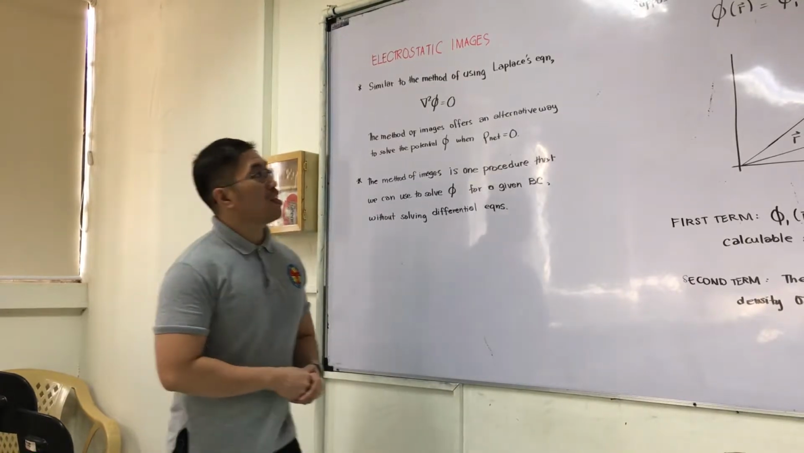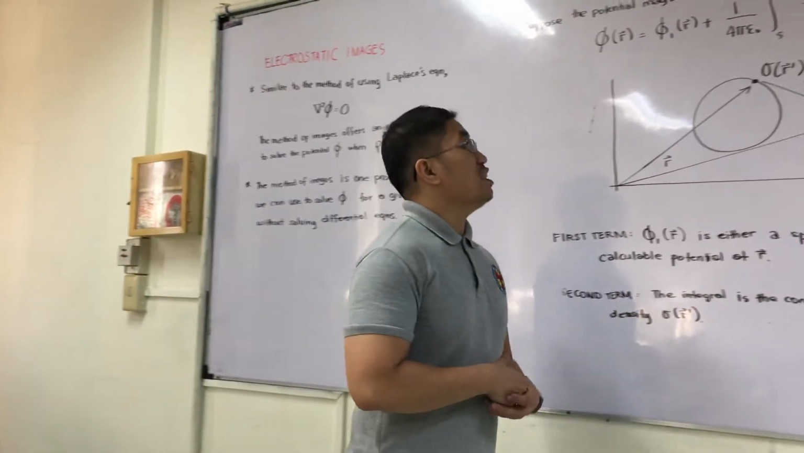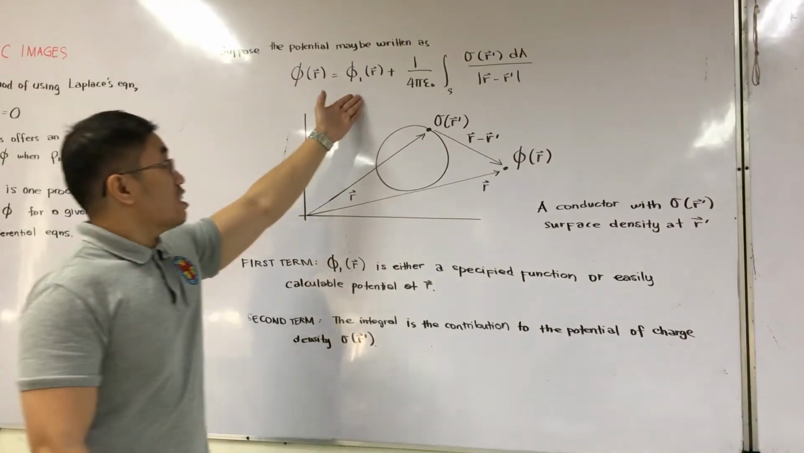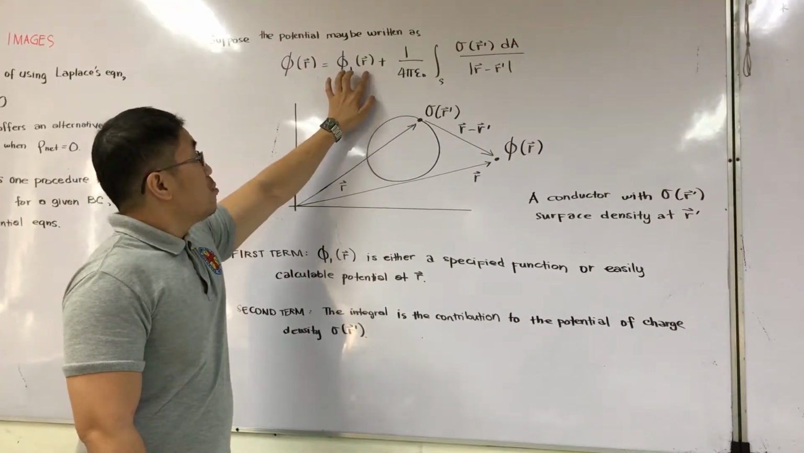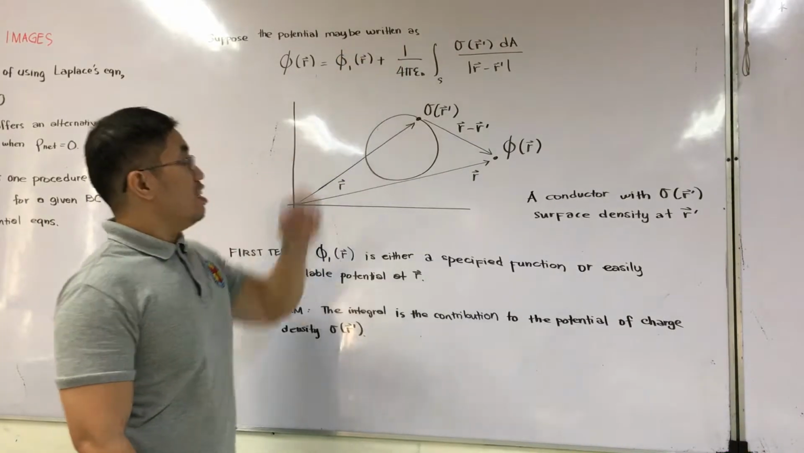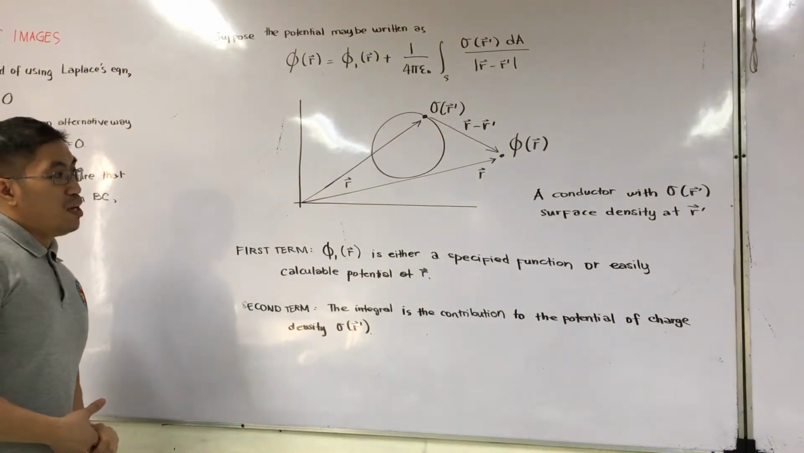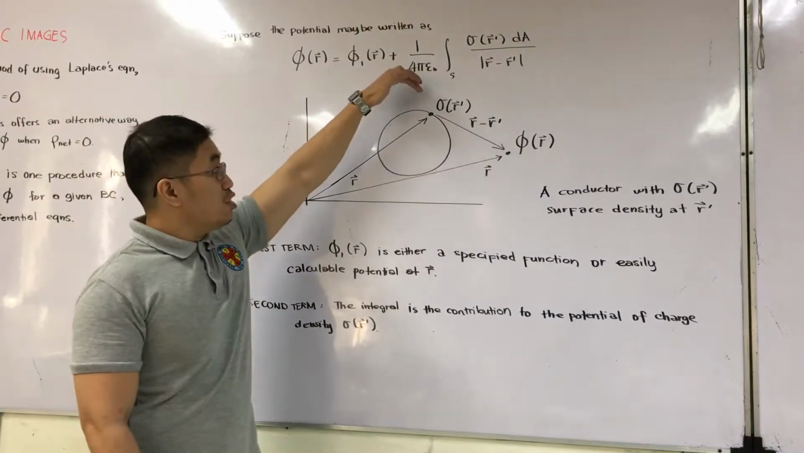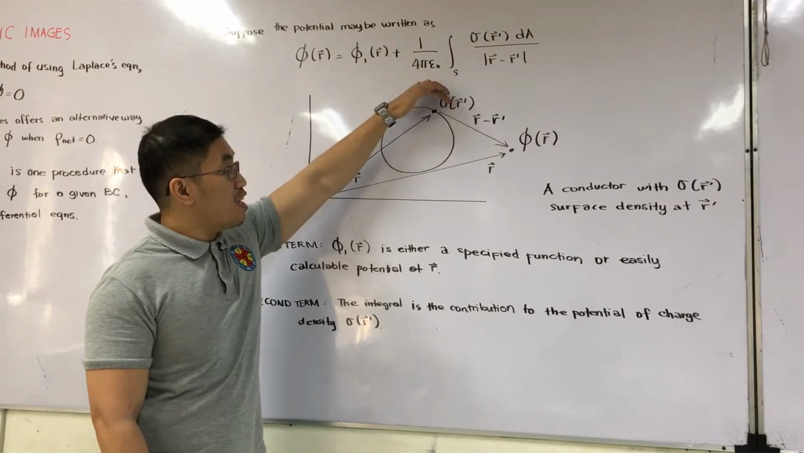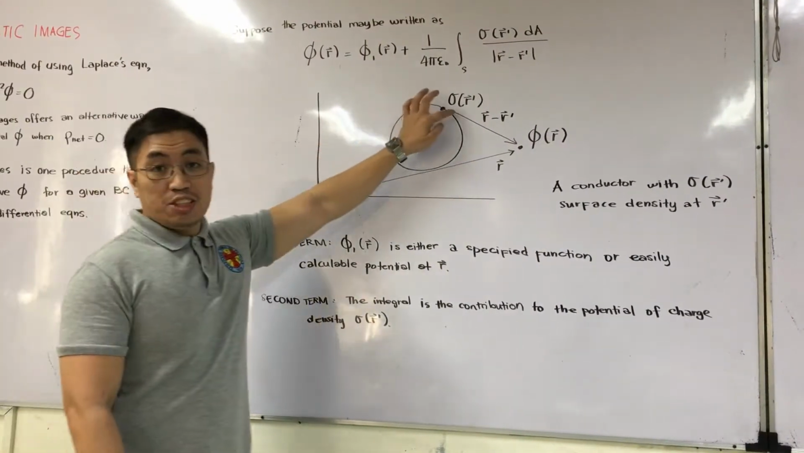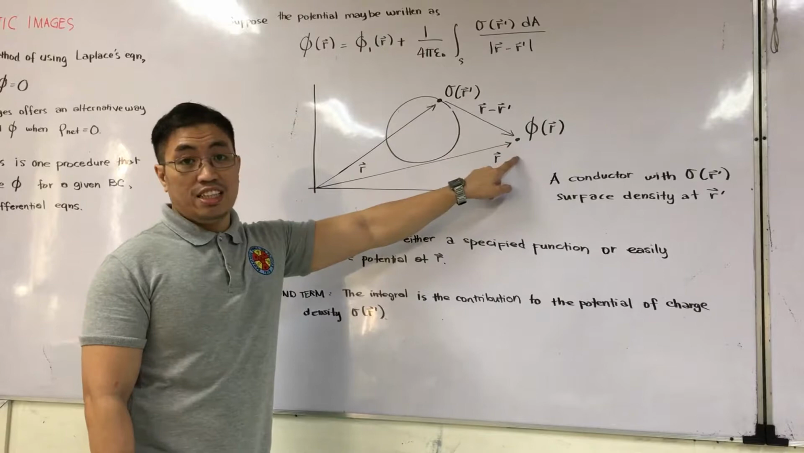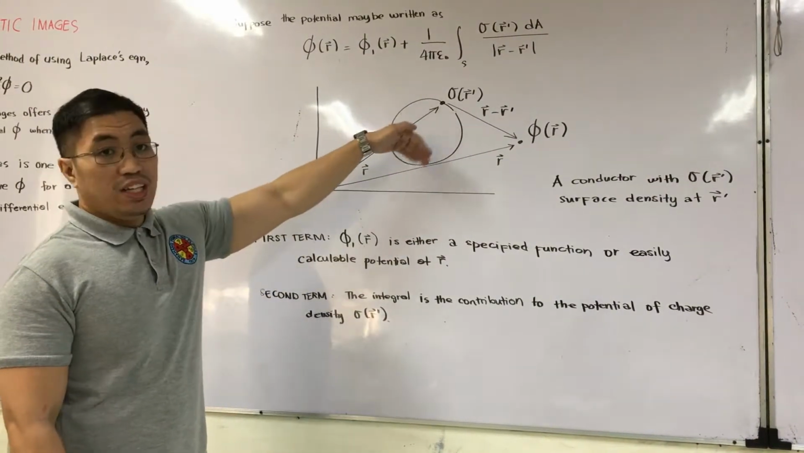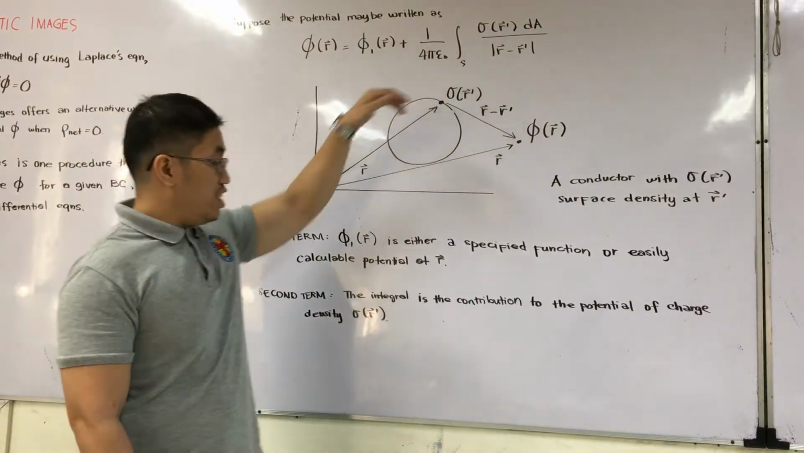Now, suppose the potential at some distance r may be written as this. So we have phi 1 of r plus an integral given by this equation. Now here we have a spherical conductor, and we are assuming that there is a surface charge density at a distance r prime from the origin. Of course, that surface integral will contribute to the potential at this distance r from the origin. And then you have to evaluate the integral over the entire surface area.